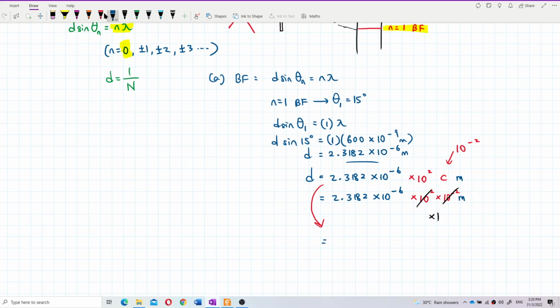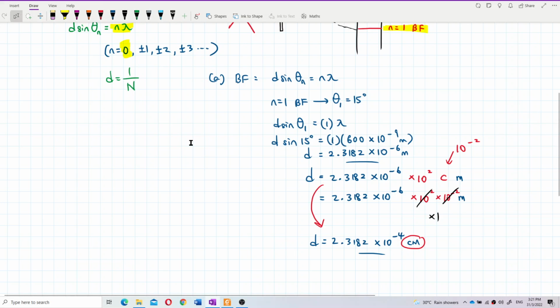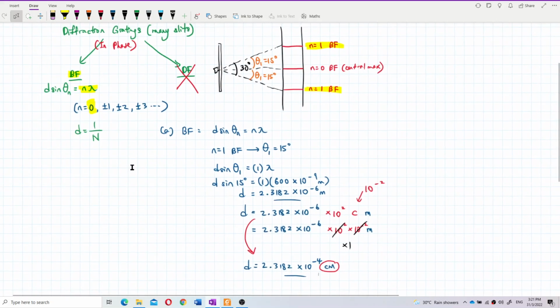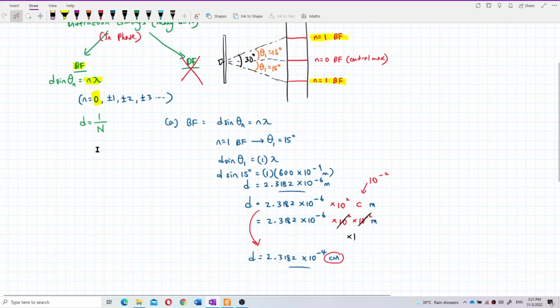So the d I get is 2.3182, and this one becomes negative 4, because negative 6 plus 2 is negative 4. So this is centimeter. In fact, meter becomes centimeter by multiplying 100. Multiply 100, so negative 6 becomes negative 4. Correct? Okay, now I already got the unit in centimeter, so I can get the n value in per centimeter unit.